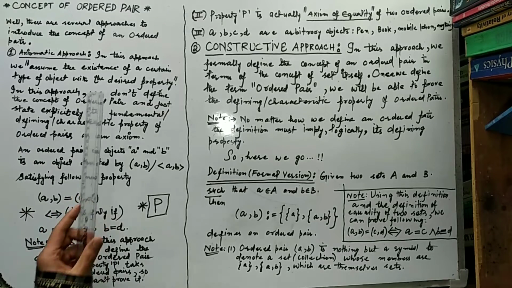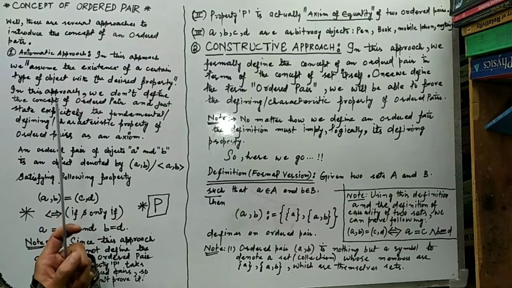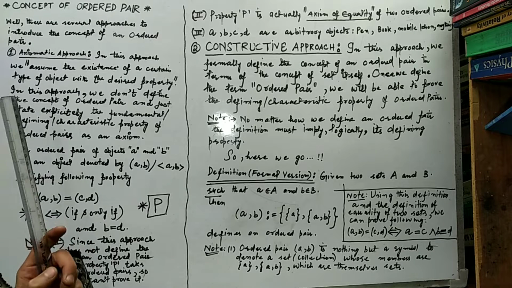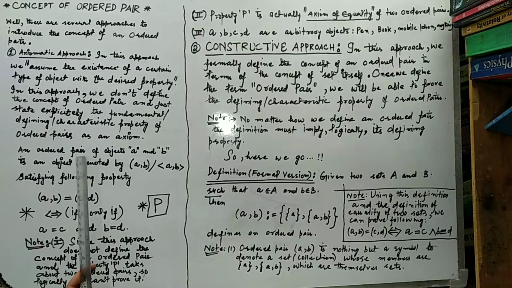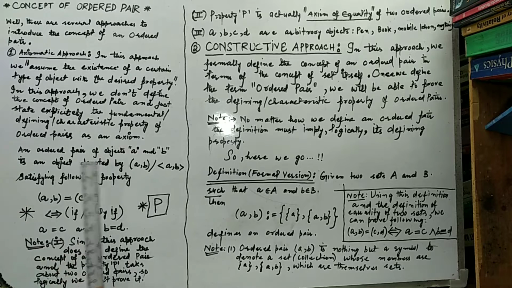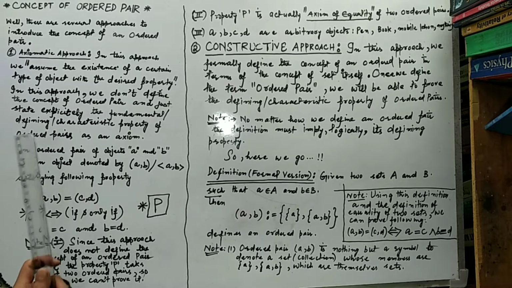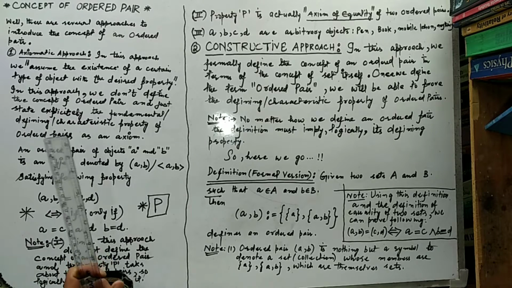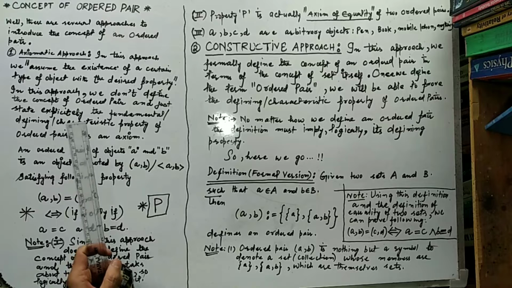So in this approach, we don't actually define an ordered pair. Rather, we assume there exists an object that we call an ordered pair and denote it by this symbol, okay? And assume that this object satisfies this fundamental property. So in the axiomatic approach, we don't define an ordered pair. Rather, we just state its fundamental property in which we are interested most.